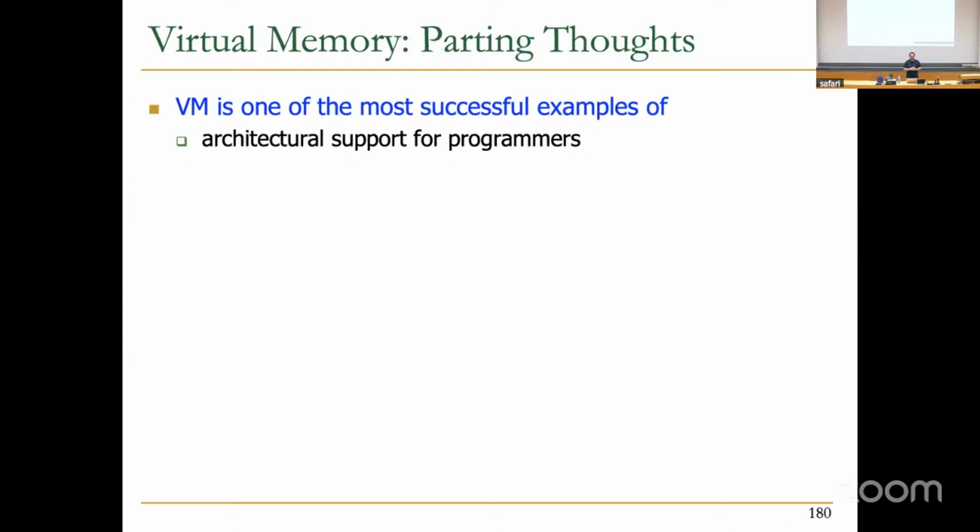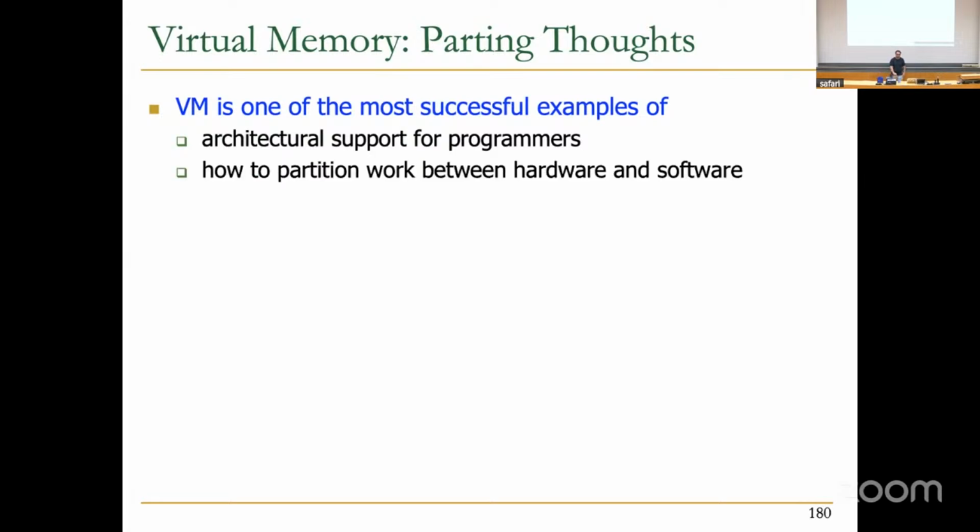So you have seen, and you may have understood, that virtual memory is one of the most successful examples of architectural support for programmers. It's one of the first endeavors of research where people try to provide a much better abstraction to the programmer to make their life easier. And I think it's one of the few hardware-OS co-design primitives that have actually been established in the processor nowadays.